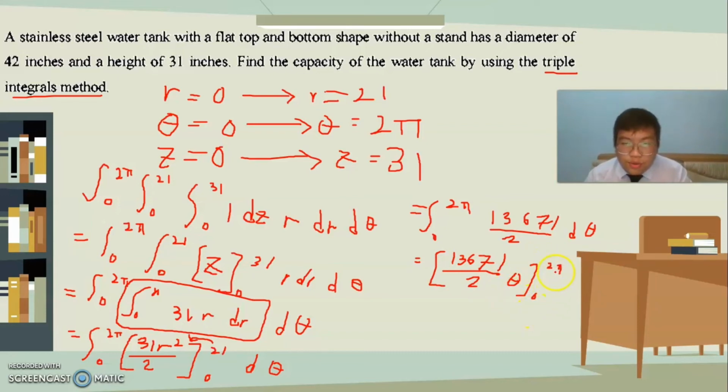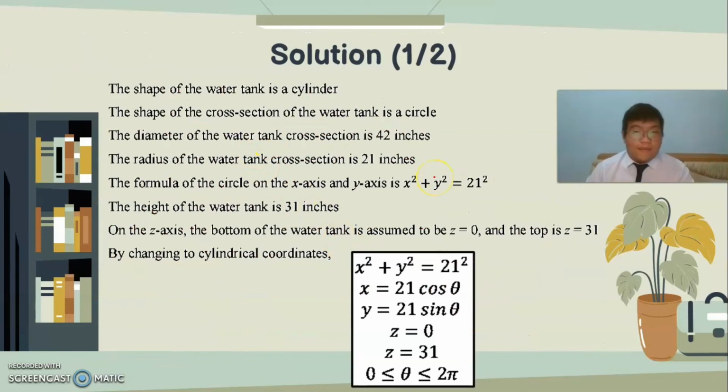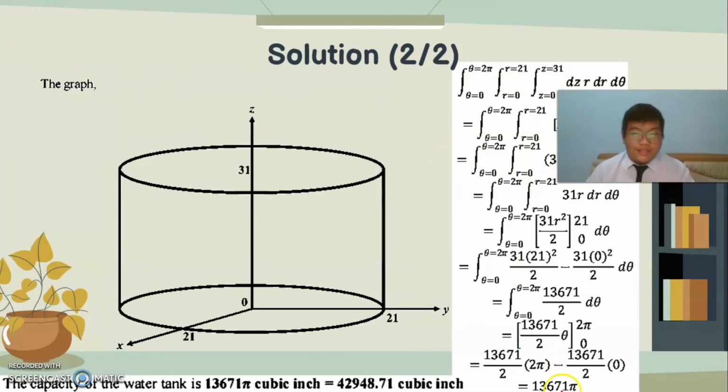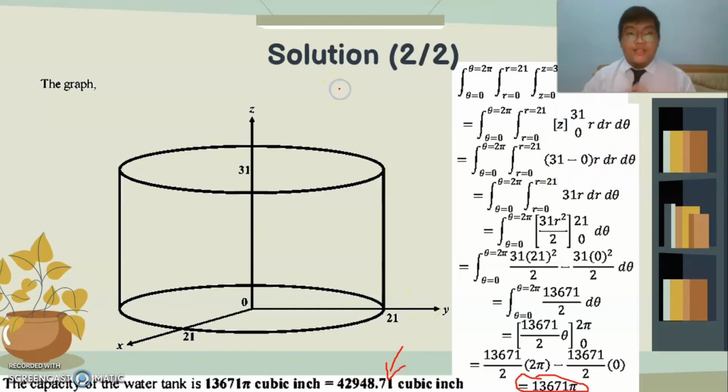After that, we substitute the 2 pi and 0 into the equation. We will get 13671 pi for the final answer. So this is the proper way of the solution. So the answer is 13671 pi, or also 42948.71 cubic inch. So here is the full solution of our group project. That's all from me. Thank you.